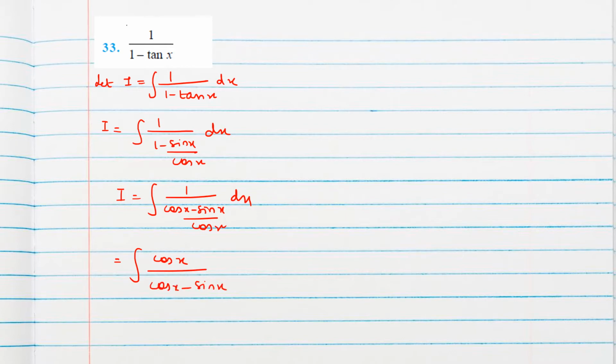Now here if you substitute any term in the denominator, you will get minus sin plus cos, that is not in numerator. So that means you need to simplify this question more. So what we can do, we can divide and multiply by 2.